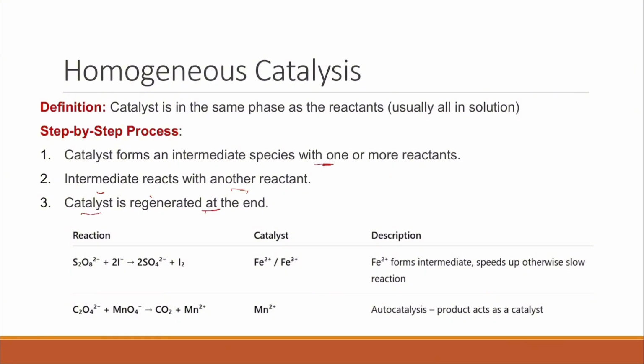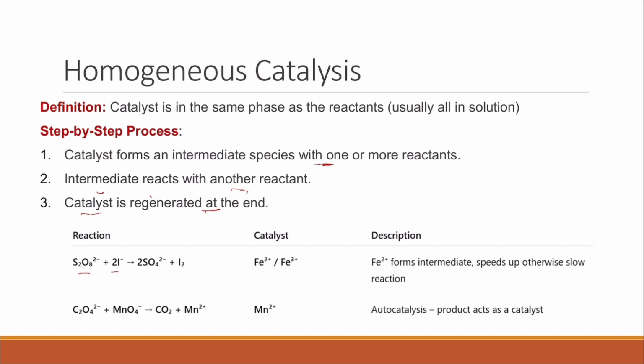Two examples that you need to know in your specification. The first one is the use of iron(II) as a catalyst in the reaction between peroxydisulfate and iodide. In this case, the peroxydisulfate and the iodide both have negative charge, so they repel each other. So the activation energy for the reaction is very high and the reaction is very slow. The iron(II) has the ability to have two different oxidation states, as it can be oxidized into iron(III), so it plays a role in this reaction as a catalyst.